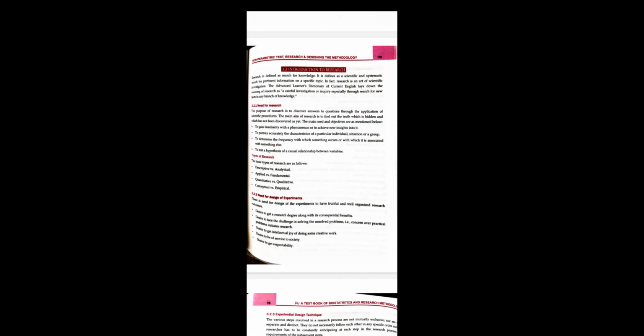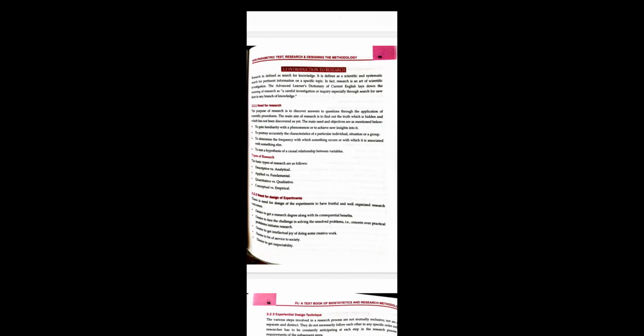First one is the definition. What is the definition of research? Research is a search for knowledge. Second, it is a scientific and systematic search for patent information on a specific topic. Third point: research is a scientific investigation. Research should be done with scientific investigation, which means we find out new things from the data.